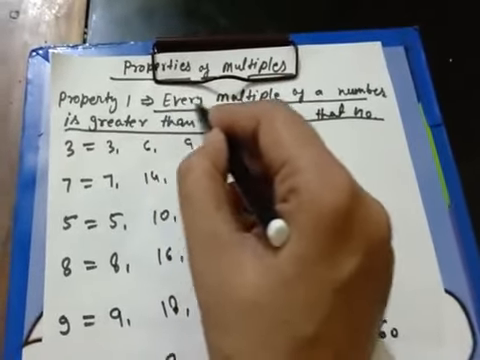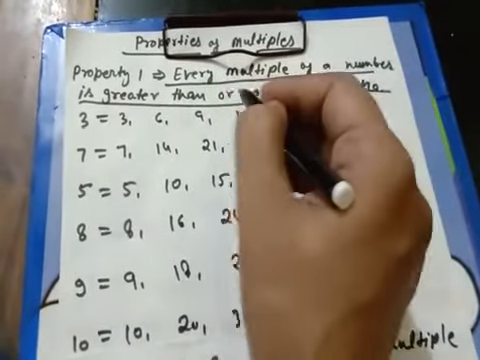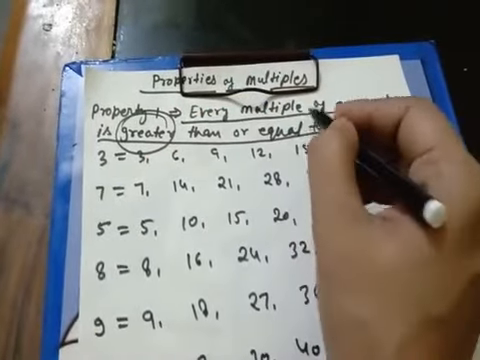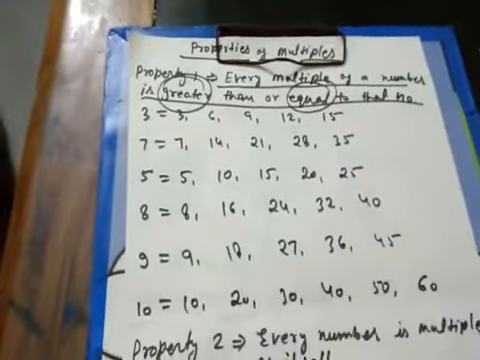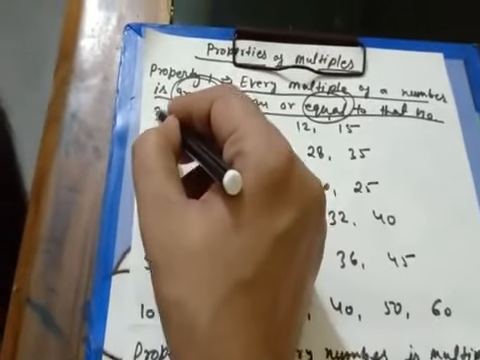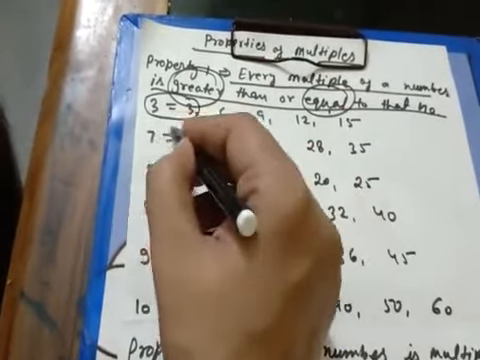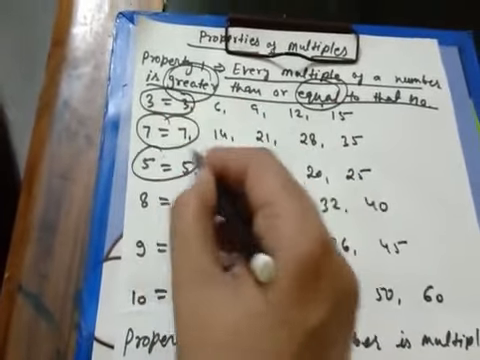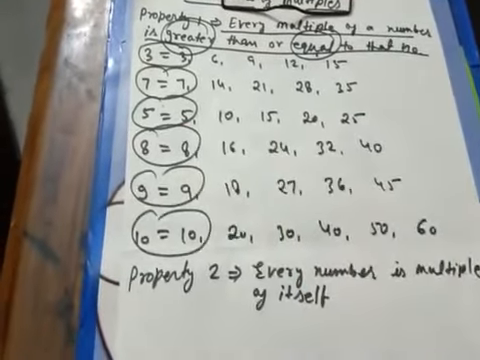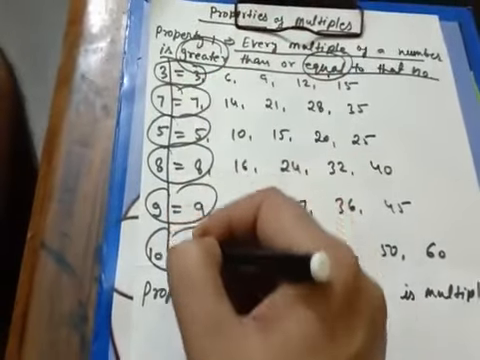Now see this property. Every multiple of a number is greater than or equal to the number. I highlighted this, greater than or equal to. First, equal to. You can see 3 is also a multiple of 3, 7 of 7, 5 of 5, 8, 9 and 10. You can see no multiples are less than these given numbers.